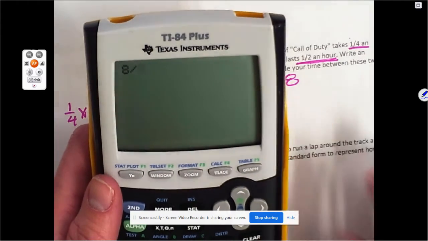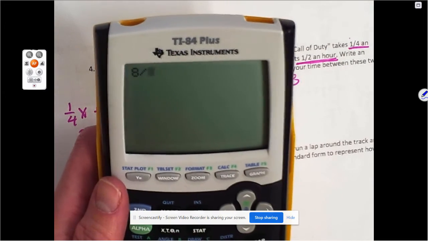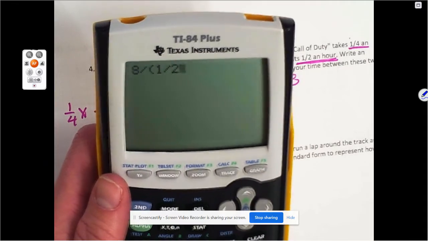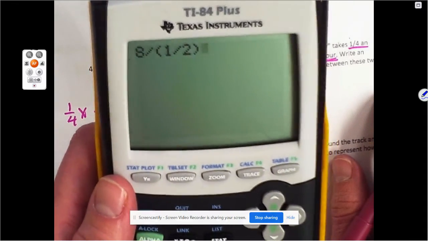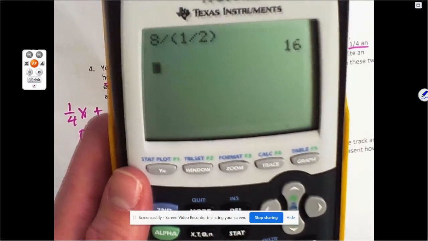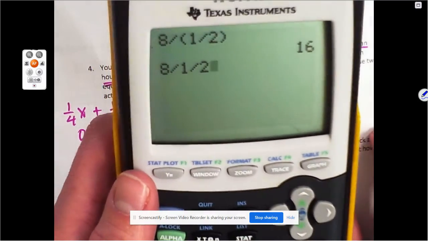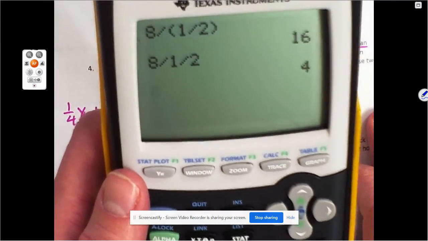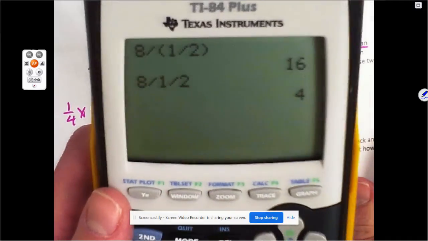8 divided by, now 1/2, any type of fraction that you want to put in these calculators, you put it as a division problem, but it has to be in parentheses. So that is how you put 1/2 in these calculators. It has to be in parentheses. So you hit enter, and it's 16. If you look up here, if you don't put 1/2 in parentheses, it's not going to give you the right answer because you've not communicated the right thing to your calculator.